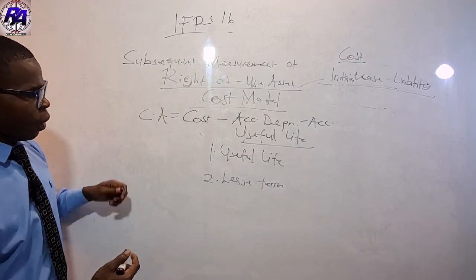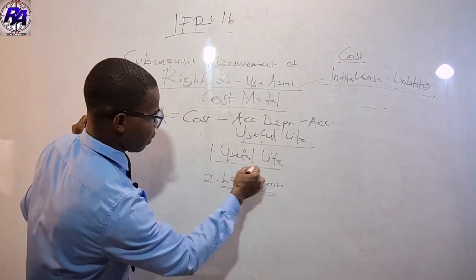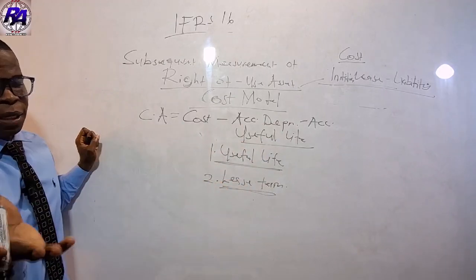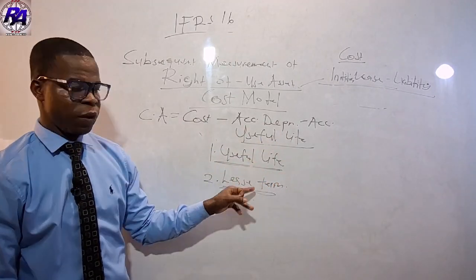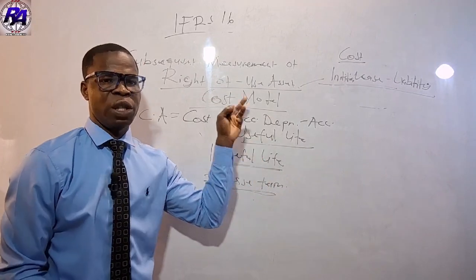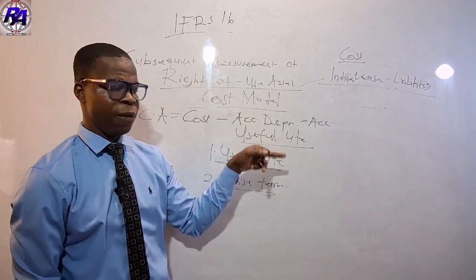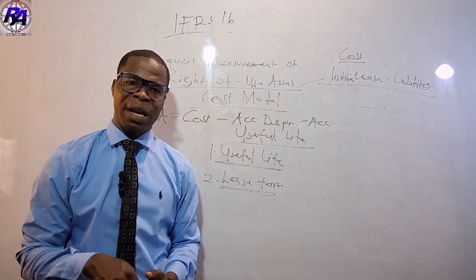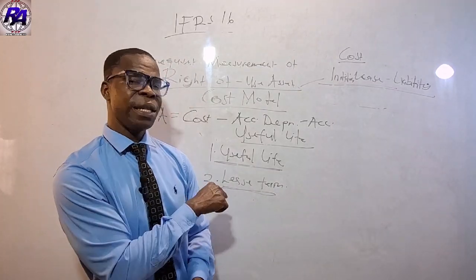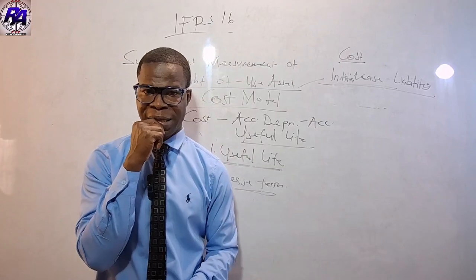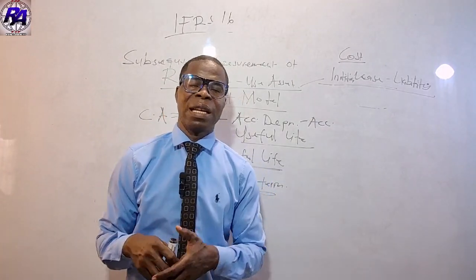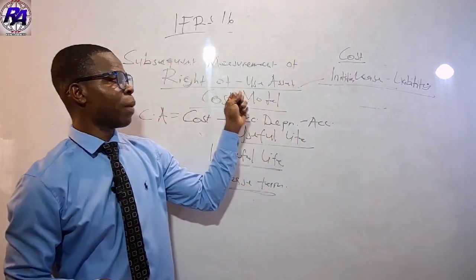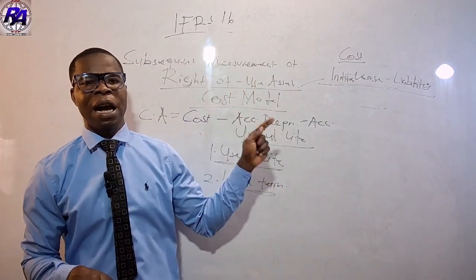omission. So I'm saying that if you are going to subsequently use the cost model, then if the asset will be acquired at the end of the lease term, we use the useful life. If not, you look at which one is the shorter. So if the lease term is shorter than the useful life, then we use that to depreciate the cost. If the useful life is the one that is shorter, then we use that one. But I wonder where the lease term will be longer than the useful life of an asset. I wonder where you have a contract where the useful life of the asset will be shorter than the lease term. So this is how to subsequently measure our right of use assets.